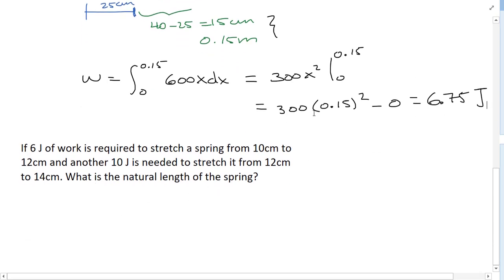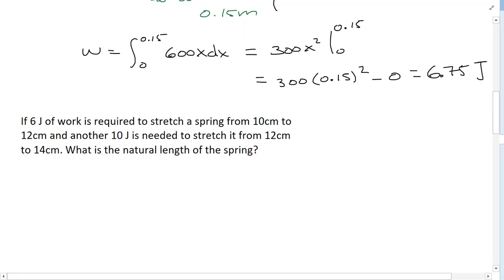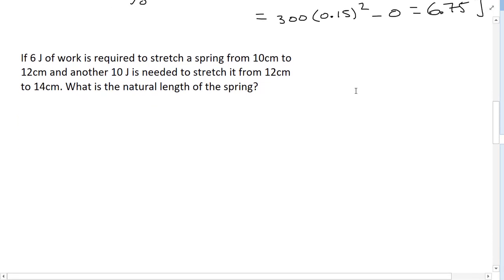So my second example is, what if you're given work? Let's read it. I'll let you read it and then we'll start. In this case, we are given the work required to stretch a spring from 10 centimeters to 12 centimeters, and another 10 joules is needed to stretch it from 12 centimeters to 14. What is the natural length of the spring? We don't know the natural length in this case, but we're given work.